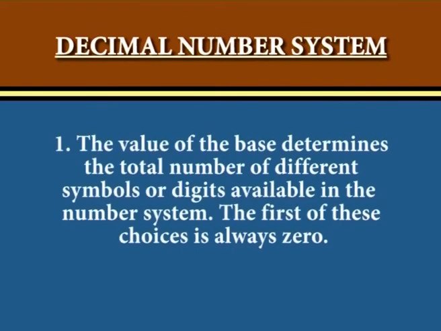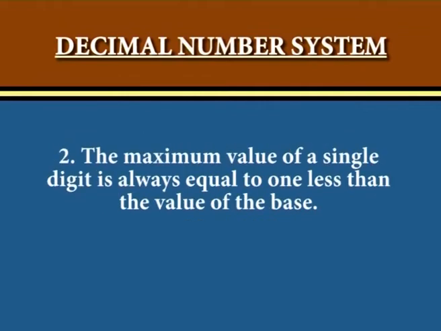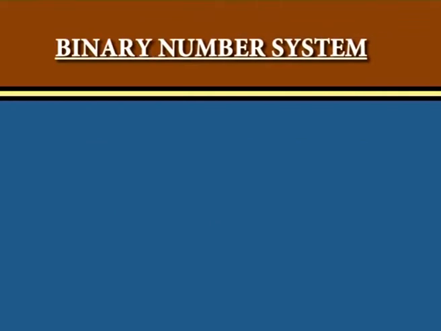The value of the base in all positional systems suggests the following characteristics. First, the value of the base determines the total number of different symbols or digits available in the number system. The first of these digits is always 0. Second, the maximum value of a single digit is always equal to 1 less than the value of the base.